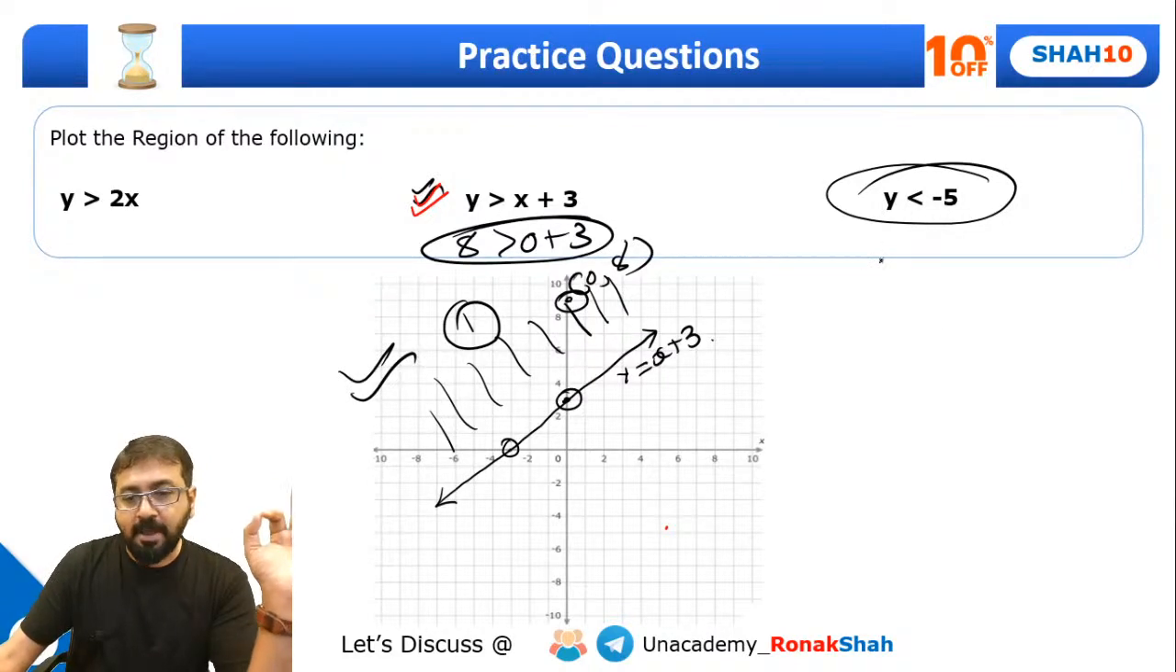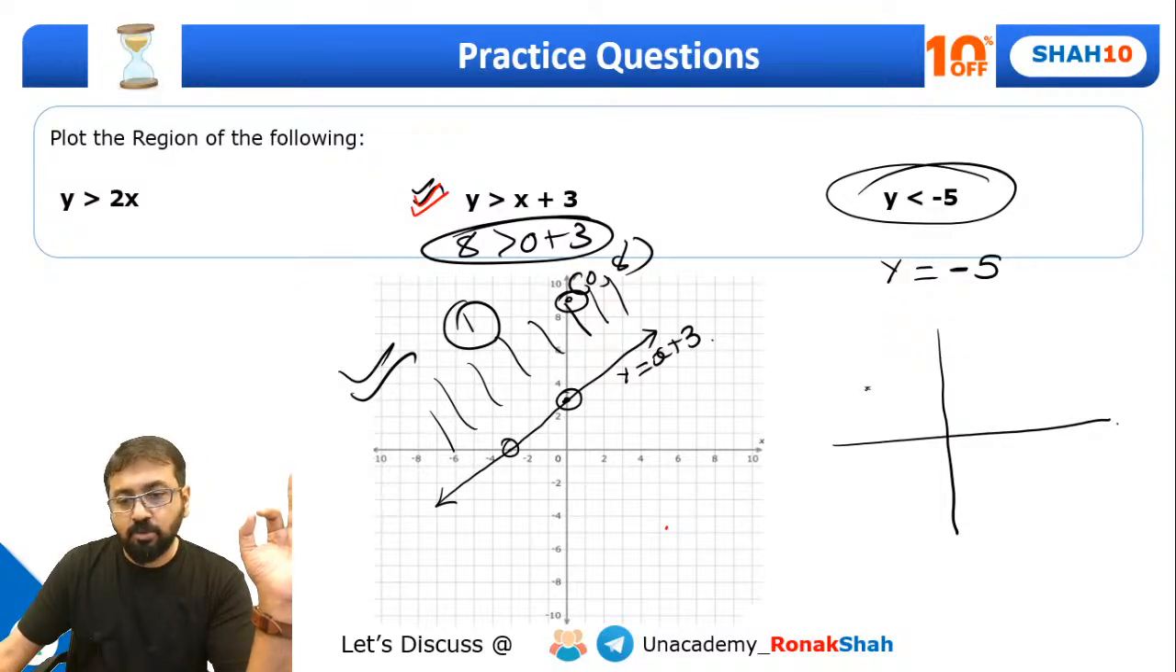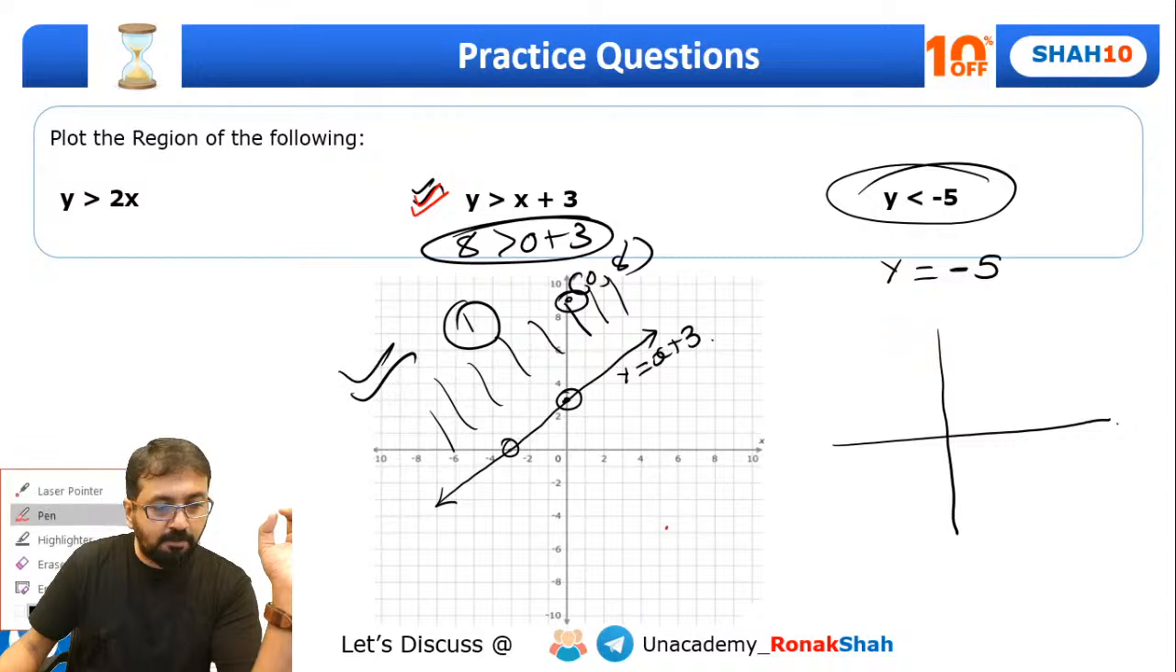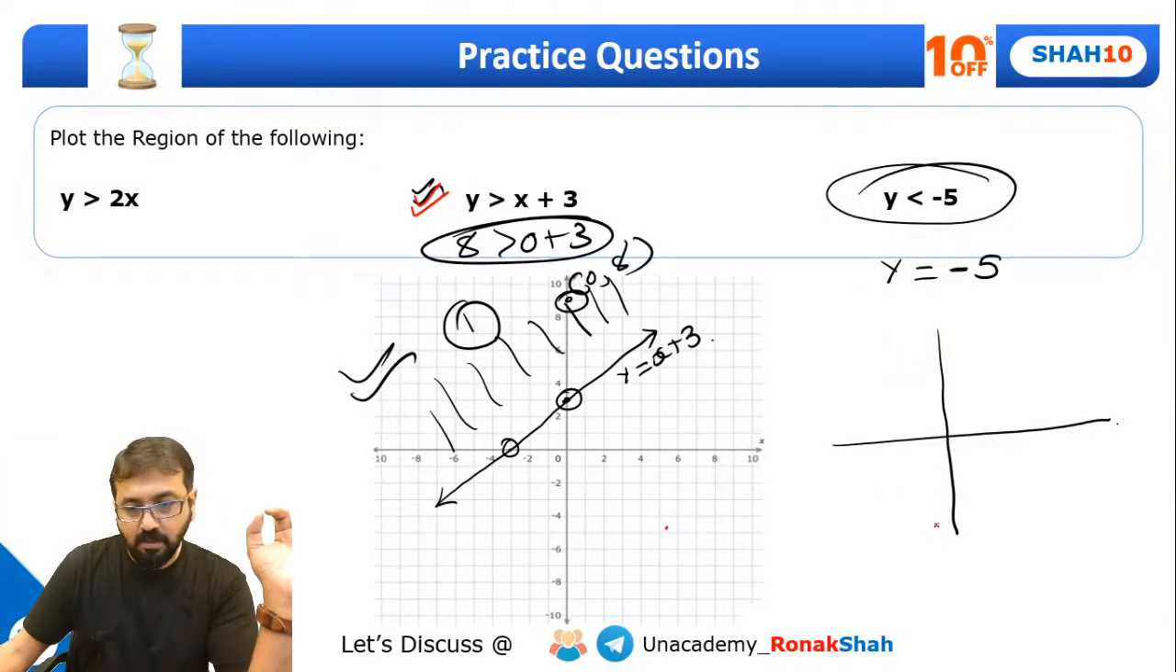Guys, you need to remember one thing. For y equal to any constant value, the graph will be parallel to the x-axis. So y equal to -5 will be this line passing through -5. This point is -5. So this line is y equal to -5.